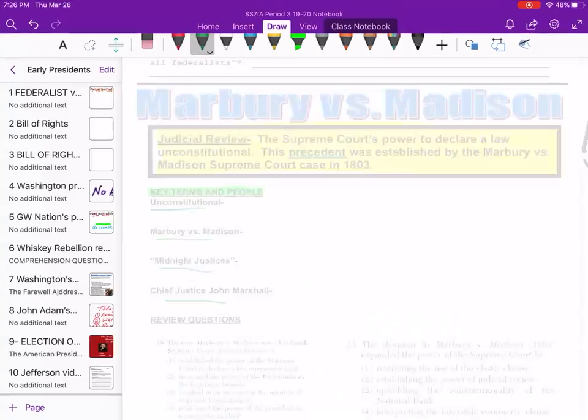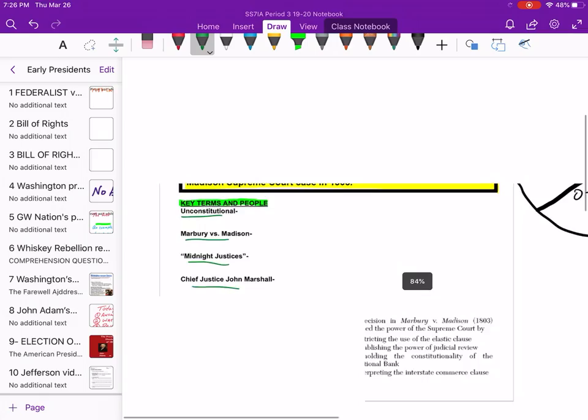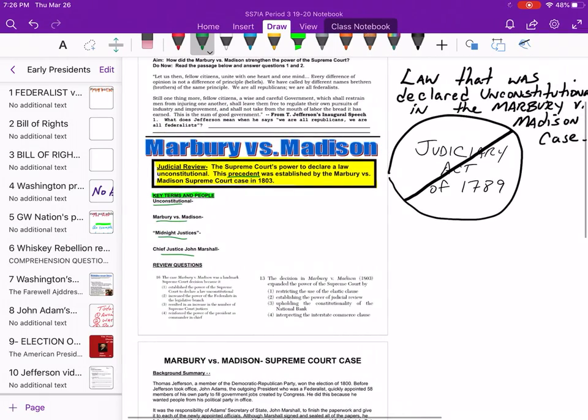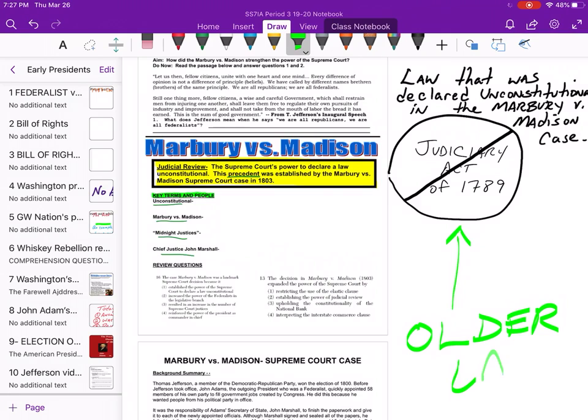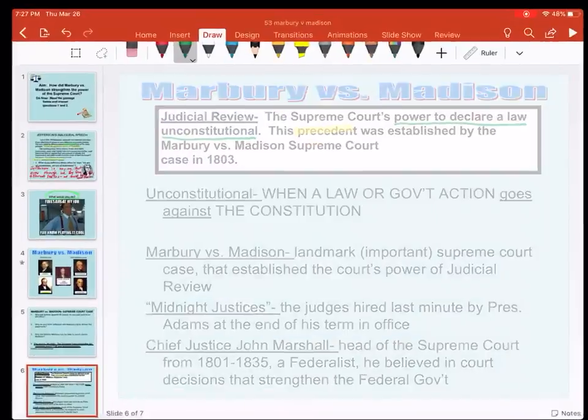If you look on your worksheet, the law that they overturned in the Marbury versus Madison case was an older law, the Judiciary Act of 1789. And that law, based on what the court decided in the Marbury versus Madison case, was ruled to be unconstitutional, meaning they decided that the Judiciary Act of 1789 violated the Constitution.